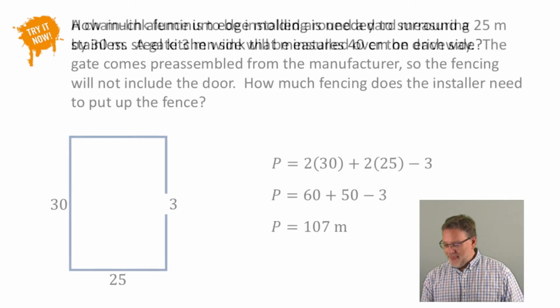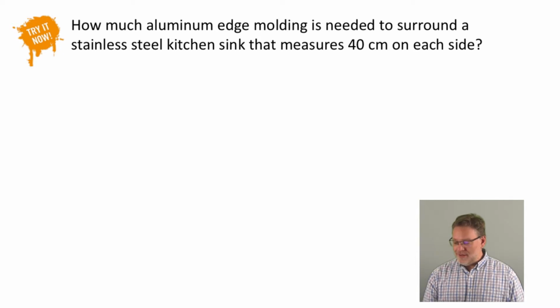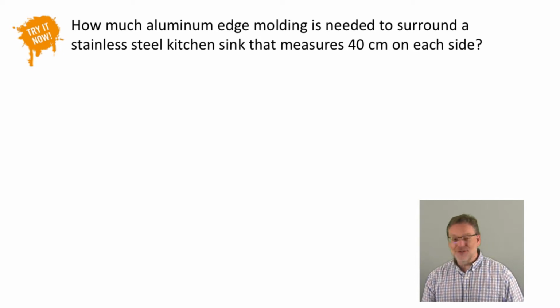So here's the third one here. How much aluminum edge molding is needed to surround a stainless steel kitchen sink that measures 40 centimeters on each side? Take a moment to do that as well.